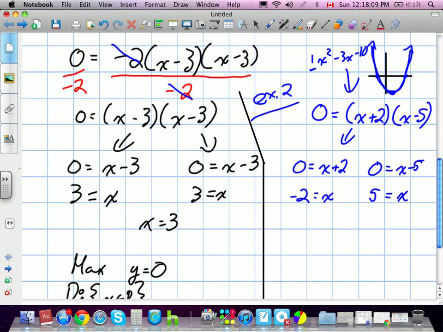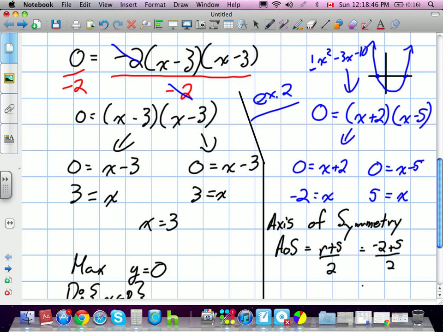Okay? So, to find the vertex from factored form, there's a little thing called the axis of symmetry of a parabola. The little formula for that, I'm going to call it AOS, is equal to r plus s divided by 2. R and s are your x-intercepts. So what they're saying is if you add the two x-intercepts together and divide by 2, you will find the axis of symmetry. So in this case, that's negative 2 plus 5 divided by 2. That's going to get us 3 divided by 2, which is 1.5.